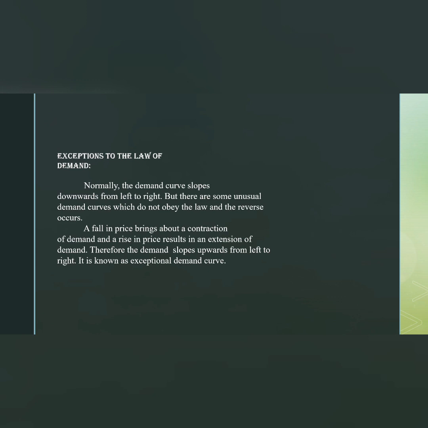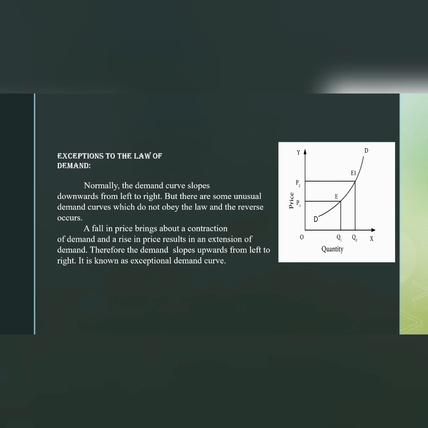So let's see the diagram. In the diagram, DD is the demand curve which slopes upwards from left to right. It shows that when the price is OP1, OQ1 is the demand, and when the price rises to OP2, demand also extends to OQ2. I hope you understand this diagram.